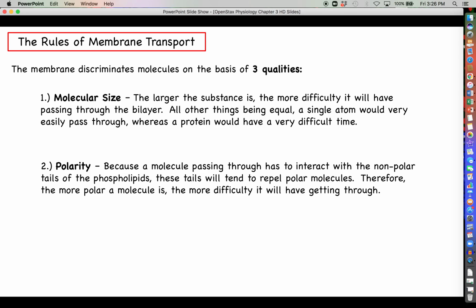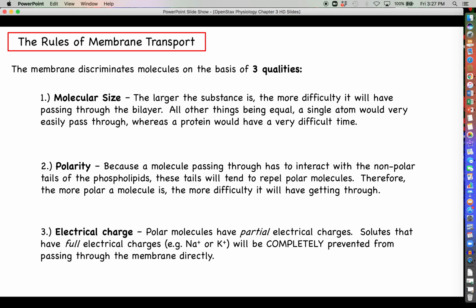So far, looking at molecular size and polarity, the ideal molecule to pass straight through the membrane without any assistance is one that is very small and one that is as nonpolar as possible. Being a big molecule and being a polar molecule is not good for trying to get through the membrane all by yourself. And then the third one is actually fairly simple.